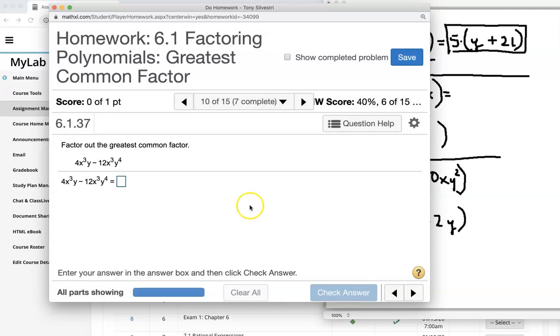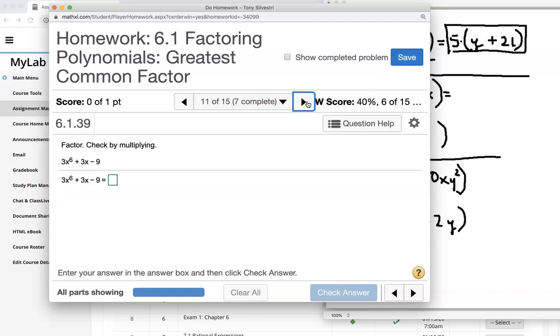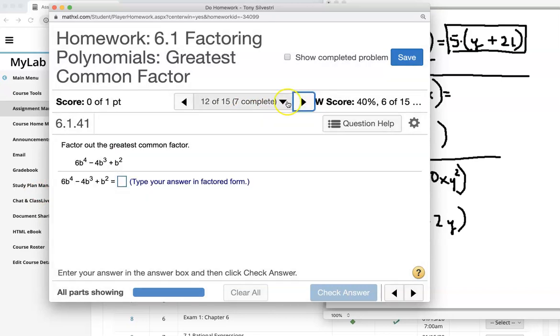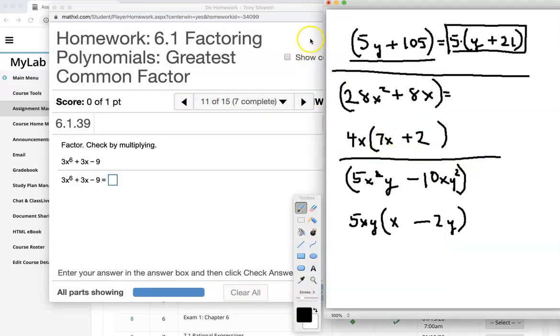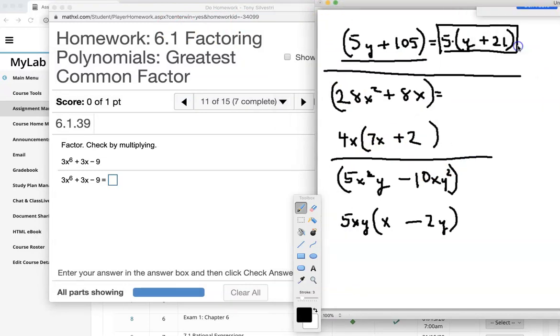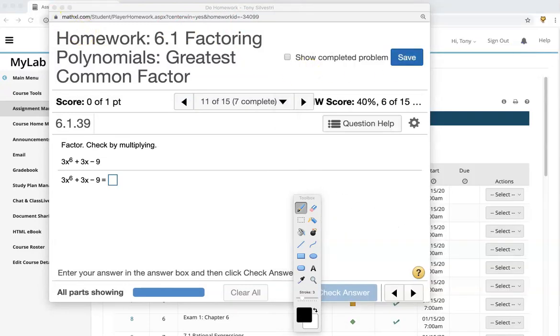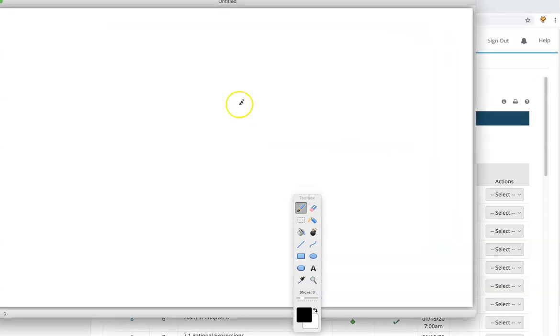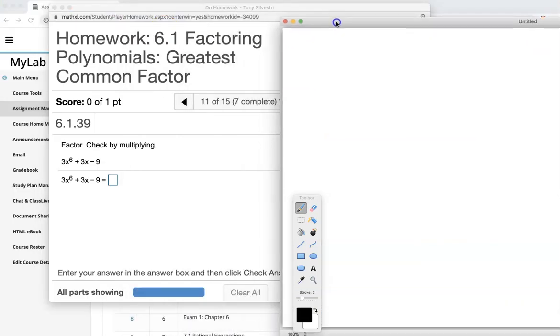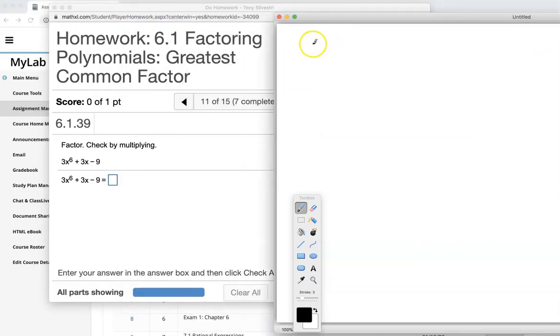All right, so this is almost like what we just did. Let's try another one. You know what? I'm going to go with the even bigger one. Let's go back. Number 11. Let me clear out my palette here. File, new. Okay. Come over here. I'm going to copy the problem. Always copy down the problem.